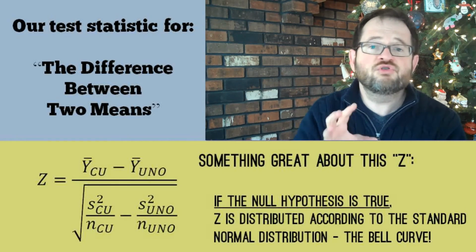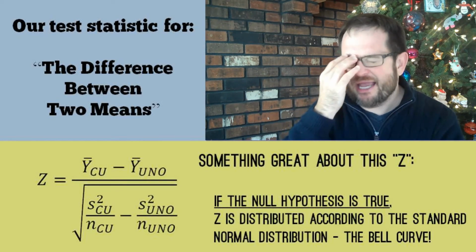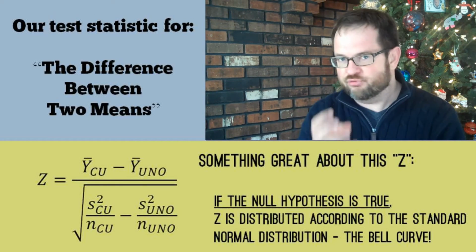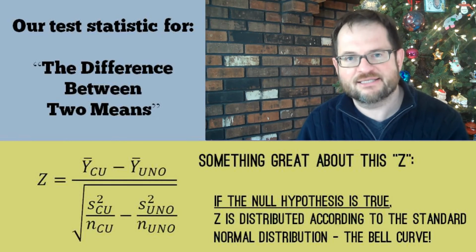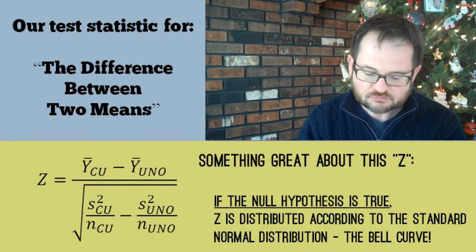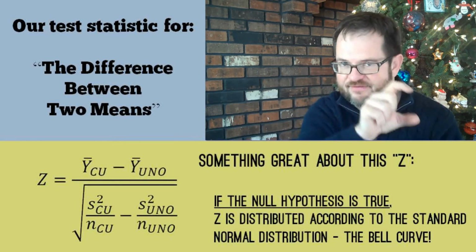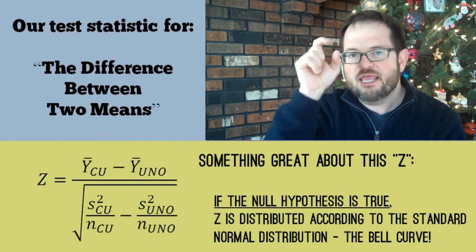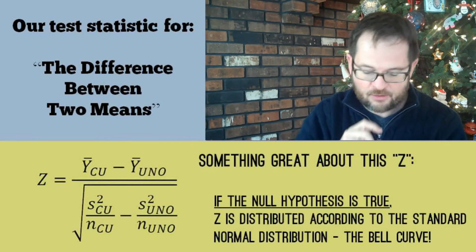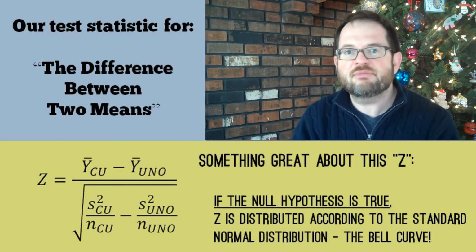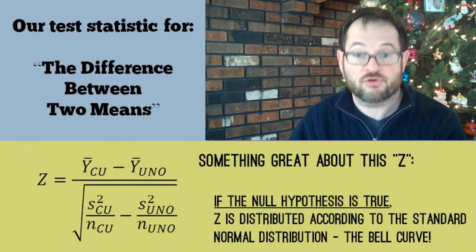Now, the people who derived this Z test statistic did something amazing. This has one really great property that is kind of the model as to how we make test statistics and inferential statistics work. If the null hypothesis is true, notice I have that super duper underlined right there. If that null hypothesis is true, which is the assumption we're working on right now, Z will be distributed according to the so-called standard normal distribution. That's the familiar bell curve.